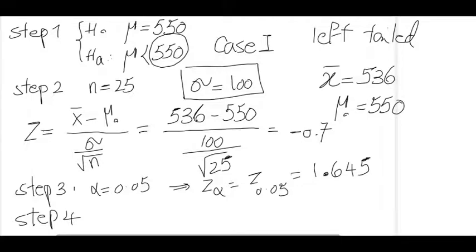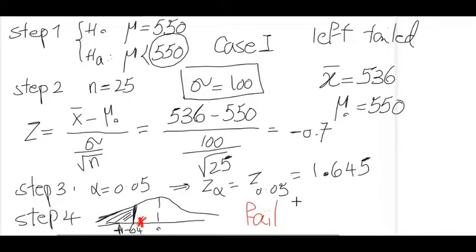We have a left tail test, so the rejection region is minus 1.64, the critical value is here, and the test statistic value is here. So fail to reject H0.